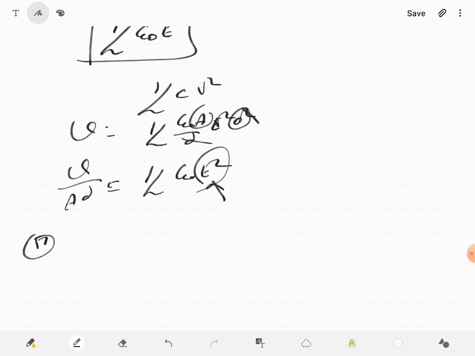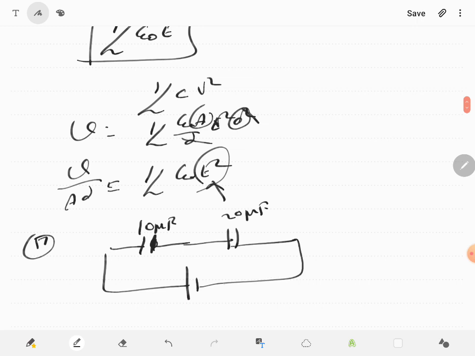The two capacitors of 10 microfarad and 20 microfarad are kept in series. So you have a 10 microfarad and a 20 microfarad, which are connected in series with a 6-volt battery. After the capacitor is fully charged, the slab of dielectric constant K is inserted between the plates of the two capacitors. So after it's fully charged, we are inserting a dielectric constant K.